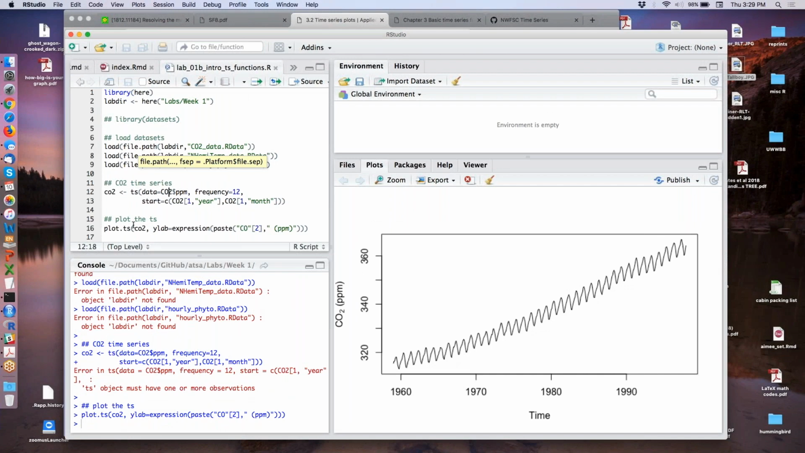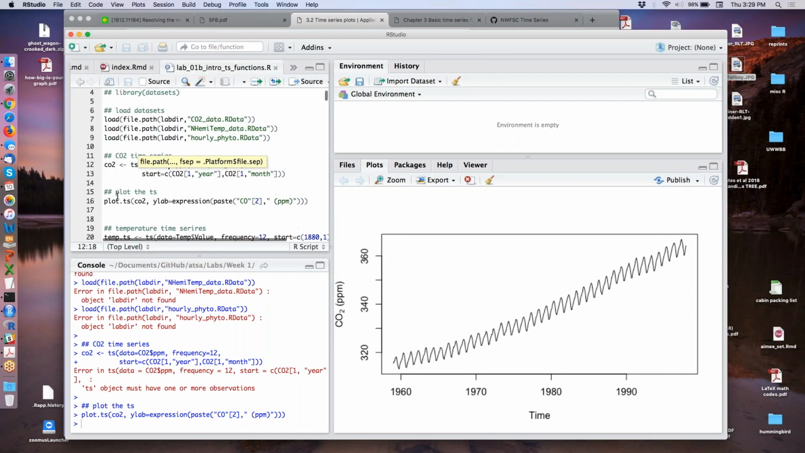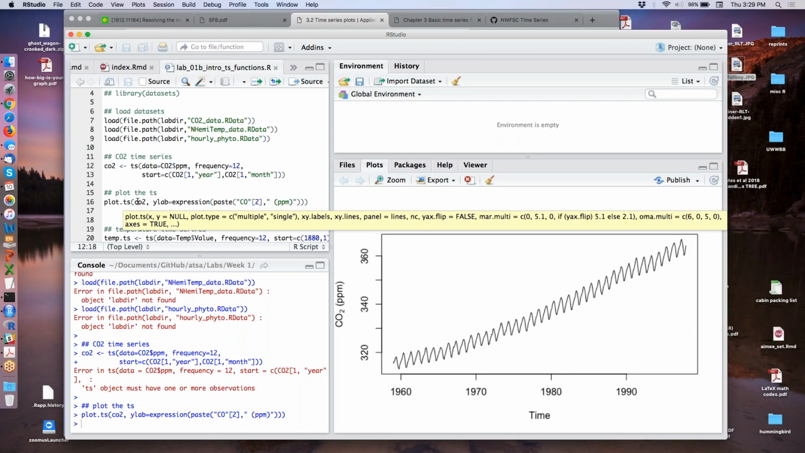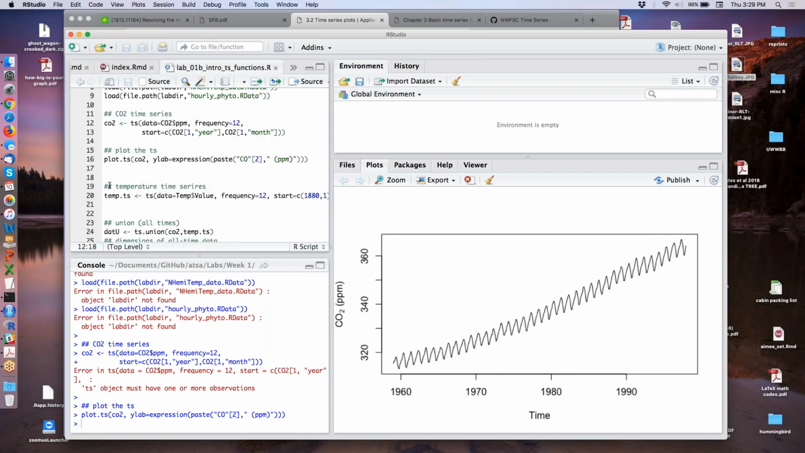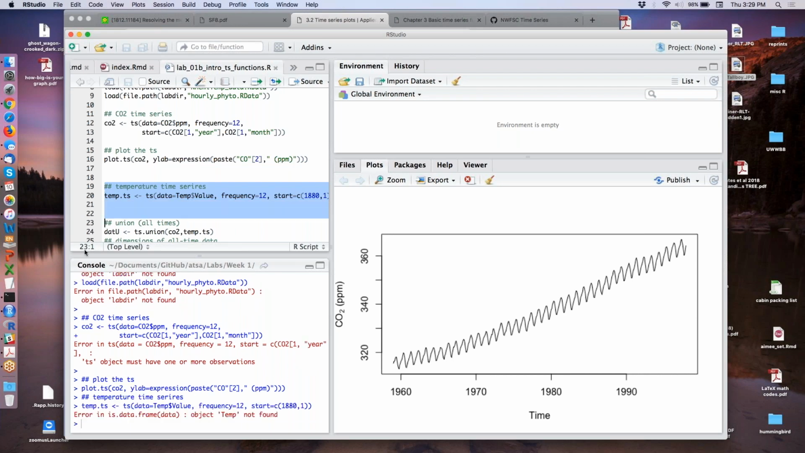This is the function plot.ts for time series. You don't have to give it an X value, you just give it the Y, because it knows something about the time structure. Here it even knew to start this in 1959, and it fills in the axis appropriately. You'll have to add your own labels and that sort of thing if you want them. Okay, we've also got a temperature time series, and we can plot that if we want.